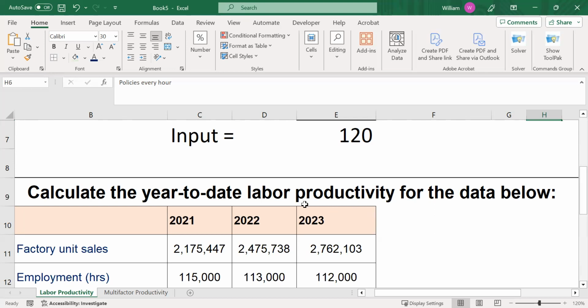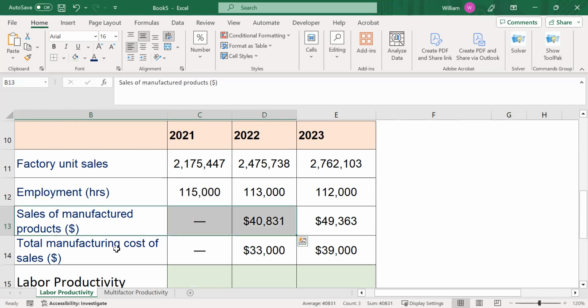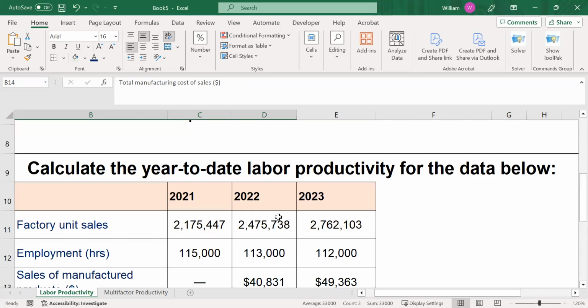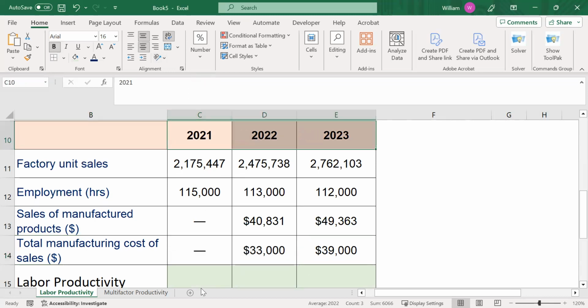Okay, so the data we have below here looks at a couple of things. How many units were sold over the course of a given year? How many hours of labor did they utilize to achieve the level of output they had? What is the dollar value in the sales that they had? And what is the total cost of manufacturing the product that they had? Okay, so to calculate our labor productivity, again, it's your output divided by your input. And let's go ahead and just fill in information for these 3 years here.